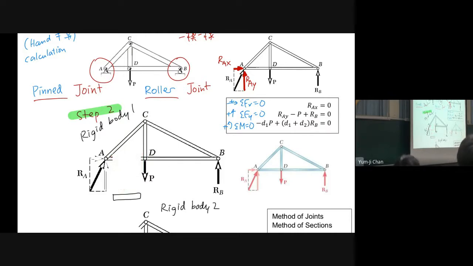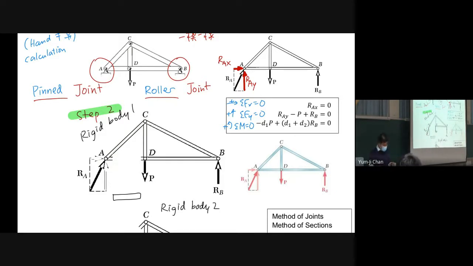Now, if I have one rigid body like ABCD here, and we apply a force on point P, what will happen? We have a truss here with pin joints. Remember, point C is a pin. If we apply a force at point P, what will happen? It will go down, right?